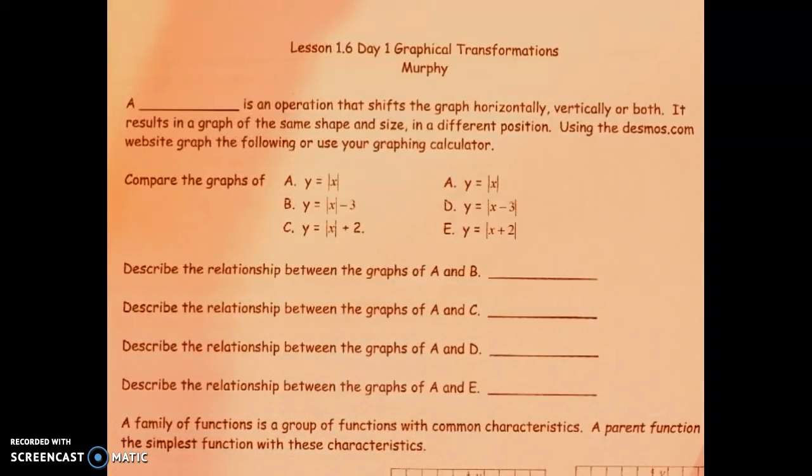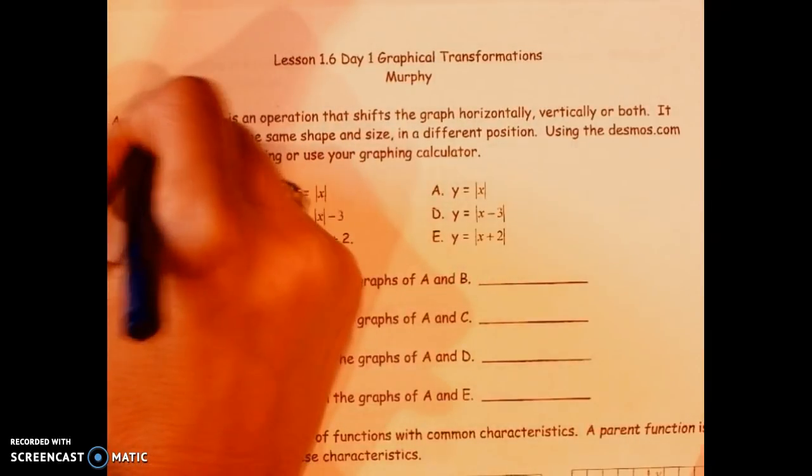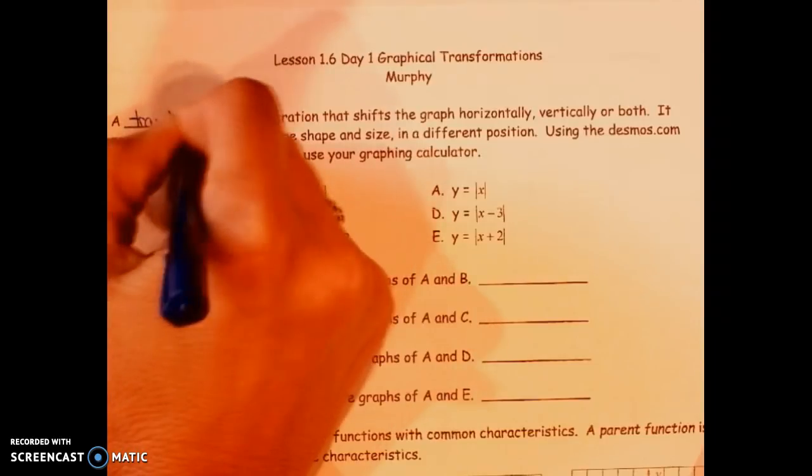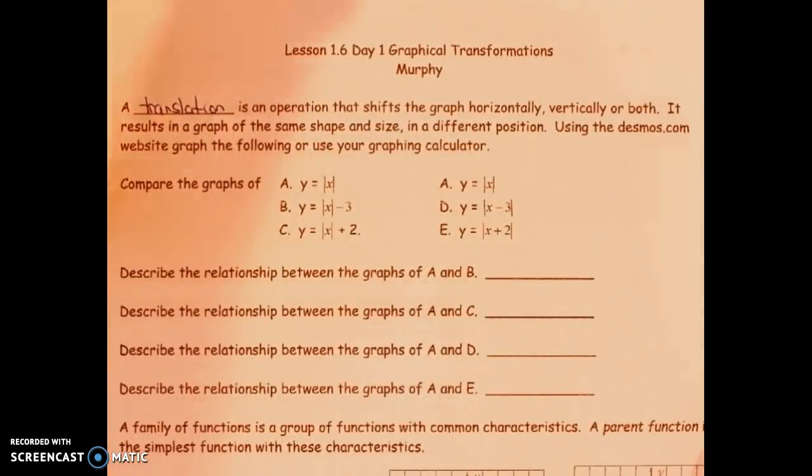Today we're looking at lesson 1-6 and we're going to break this up into 2 days. So today we're mainly focusing on translations and reflections, which you had exposure to last year as well. If you recall, a translation is an operation that shifts the graph horizontally or vertically or possibly a combination of both. It results in the graph of the same shape and size, but in a different position.